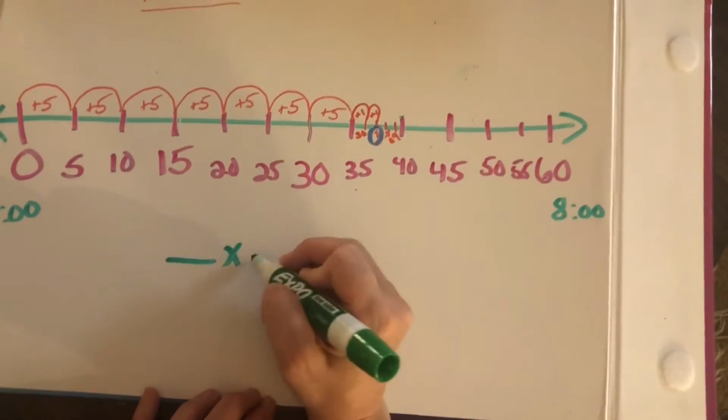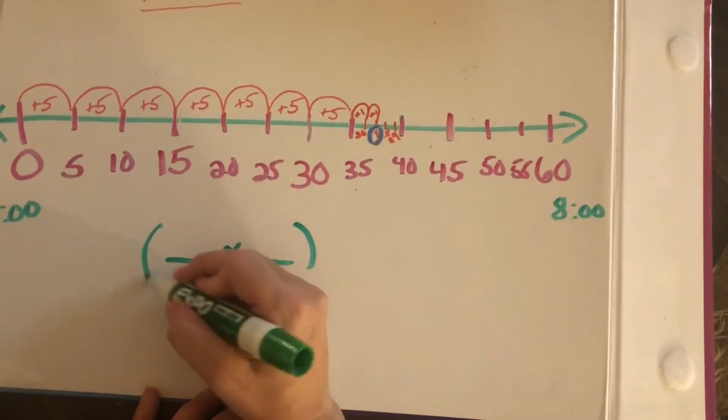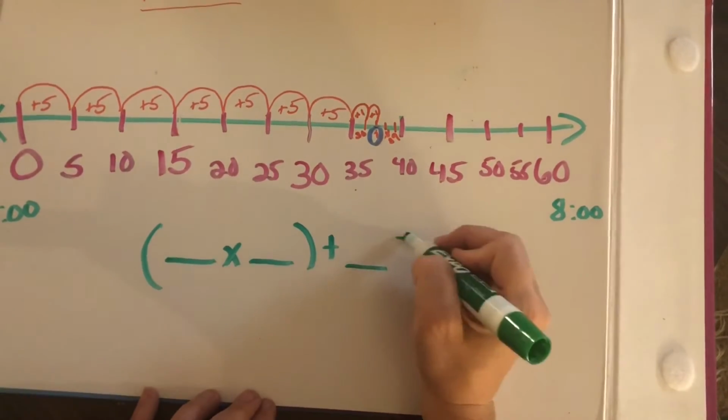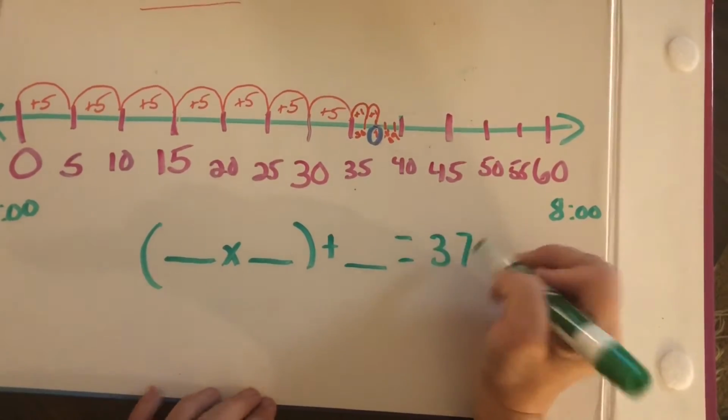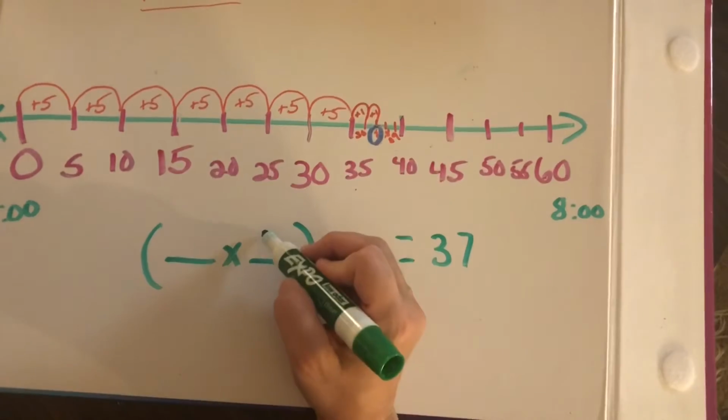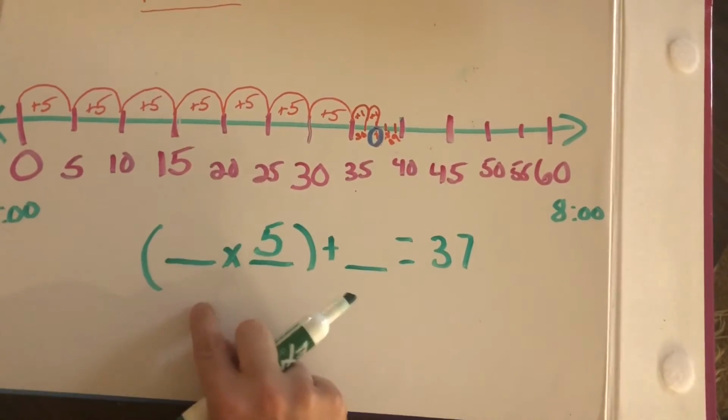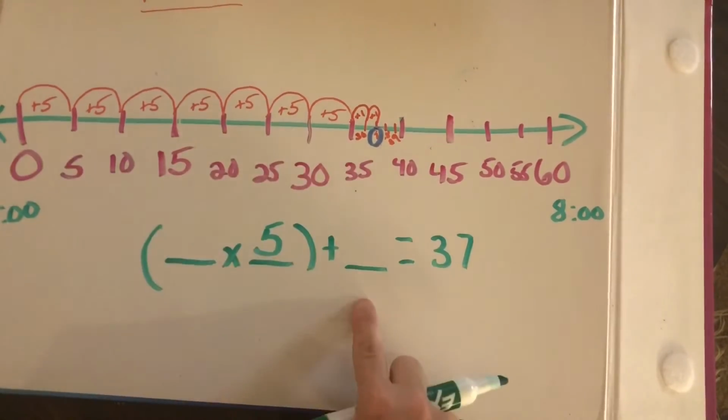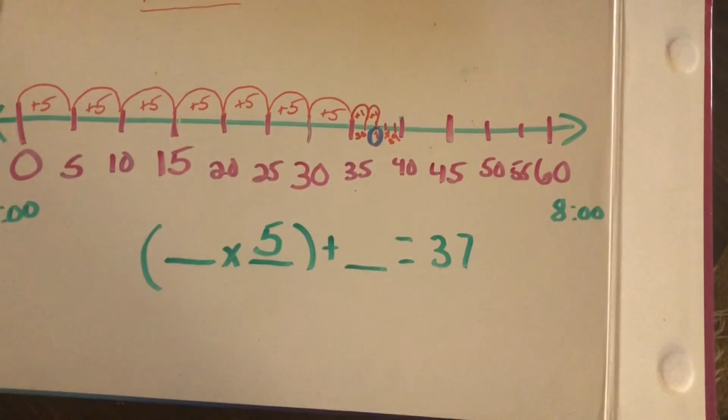Blank times blank plus blank equals 37. So the first thing I jumped by was 5. You're going to tell me how many groups of 5 did I jump, plus how many left over did I jump. Go ahead and pause the video until your board looks like my board.